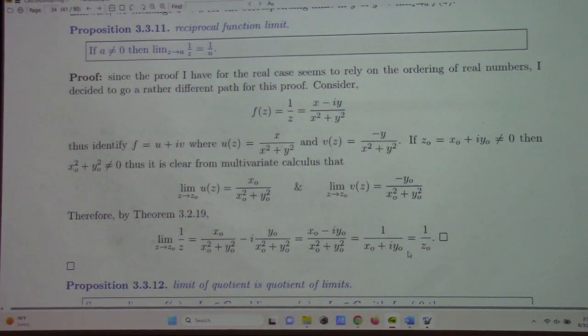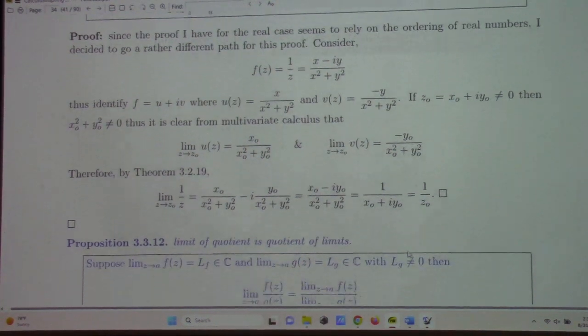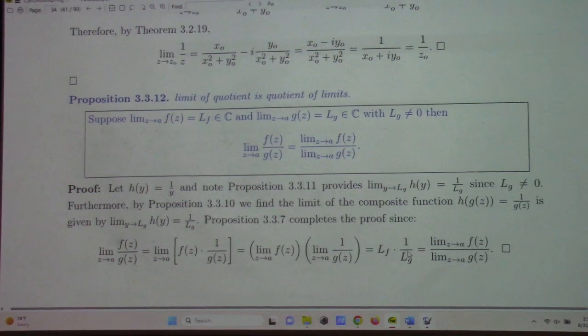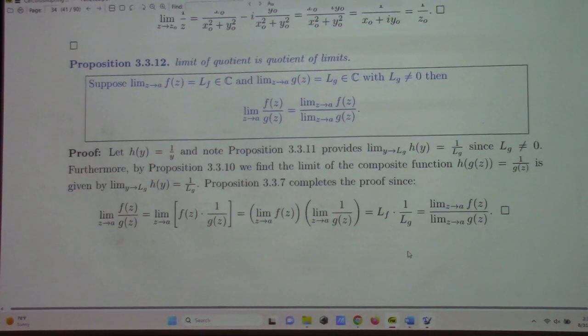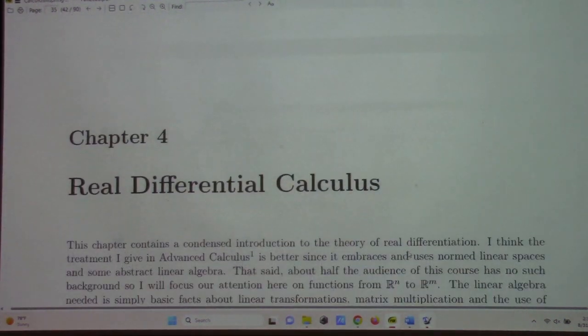Now that's not really the answer to your question, though. You're asking something deeper, which is what is the difference between real calculus and complex calculus, right? And that's a question that we'll be answering the whole course. So we're not going to finish answering that today for sure. Yeah. The limit of a quotient is the quotient of the limits. The proof is pretty much the usual one. What else can I tell you? Oh, and that brings us to chapter 4. All right, so let me put this away now. We're going to write things out.